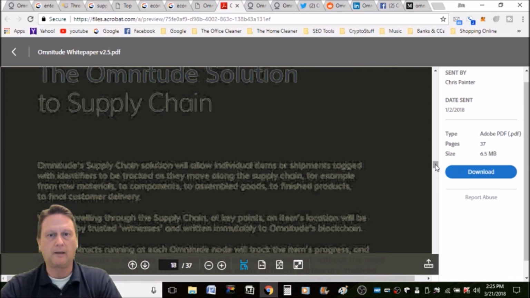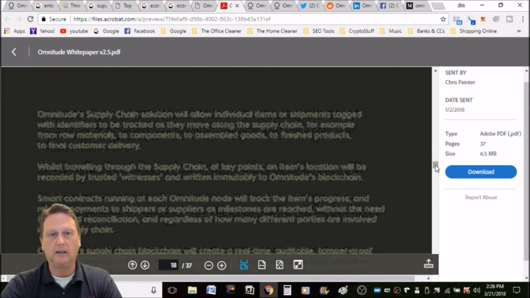It allows individual items or shipments to be tagged with identifiers to be tracked as they move along the supply chain. So from raw materials, components, to assembled goods, to finished products, to final customer delivery. While they're traveling through these different points, at each item's location, they'll be recorded by a trusted witness and written immutably to Omnitude's blockchain. So each step of the way, they're getting logged, tracked and recorded onto the blockchain, which cannot be changed.